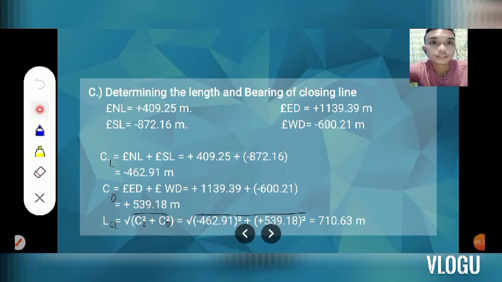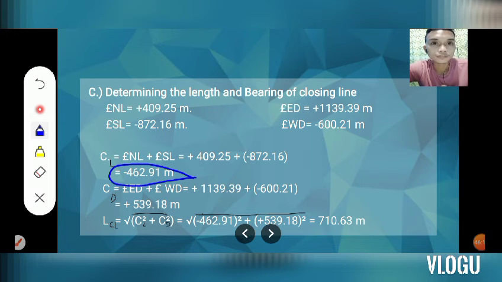So now, C sub L is equal to the summation of NL plus the summation of SL, which is equal to positive 409.25 plus negative 872.16, which is equal to negative 462.91 meters. So we can come up with this answer.